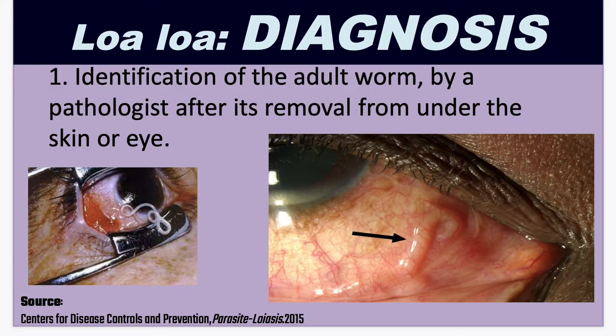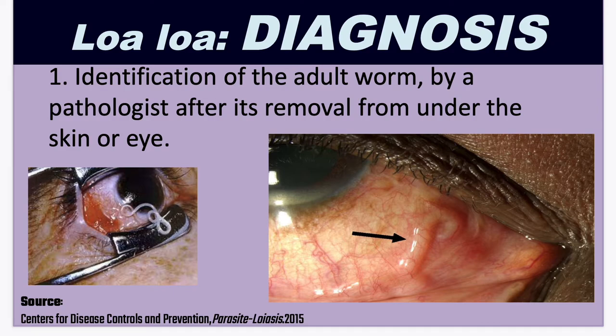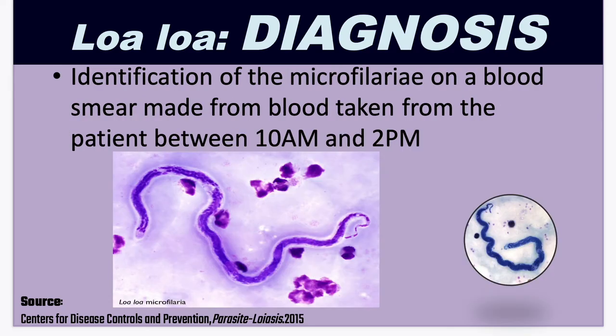So for the diagnosis, the identification of the adult worm by a pathologist after its removal from the skin or the eye. It should be identified by a healthcare provider and pathologist. Then identification of the microfilariae on a blood smear made from blood taken from the patient between 10 a.m. and 2 p.m.